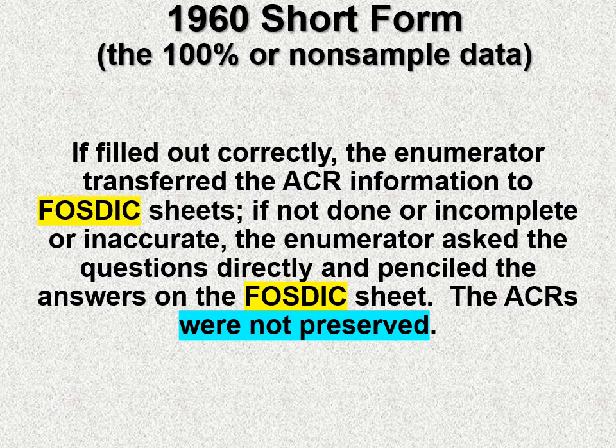So the enumerator comes, knocks on the door, could I see your ACR? Well, maybe it wasn't filled out. Maybe it was filled out incorrectly. And so the enumerator's job was to make sure it was done correctly, and then to transfer the information to FOSDIC sheets. So if it was not done or incomplete or inaccurate, the enumerator did this directly and penciled the answers on the sheet. The ACRs were not preserved.